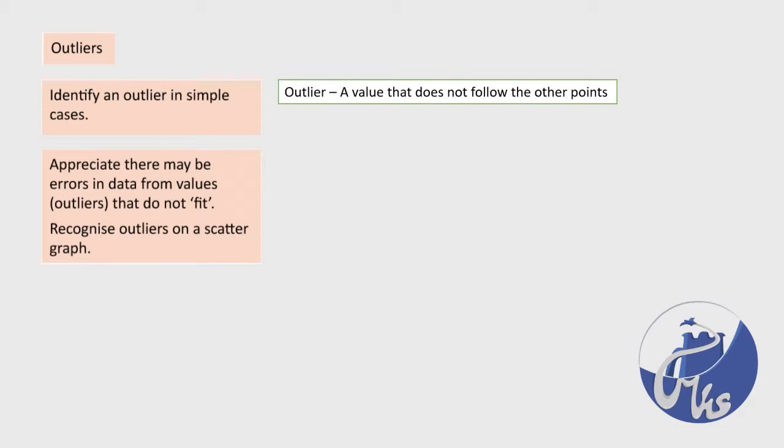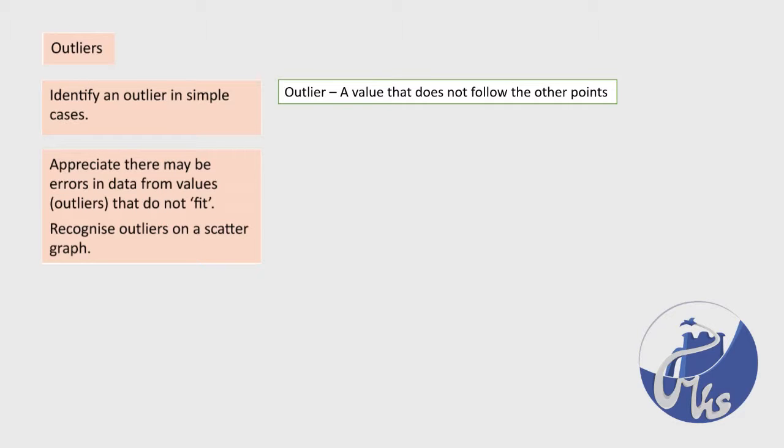The final bit to go through in statistics is the idea of an outlier. So you want to be able to identify an outlier in simple cases, which means if you've got a list of numbers, you can spot the number that doesn't match the list. One question I remember was about all the ages of people who were on a trip, and one of the ages stood out because it was the teacher's age. And so that was a recognizable outlier.